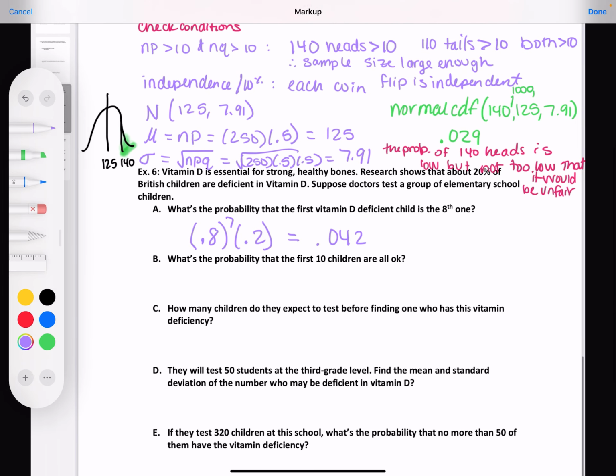Then what is the probability that the first 10 children are all okay? So not deficient. 0.80 to the 10th, right? 0.107.